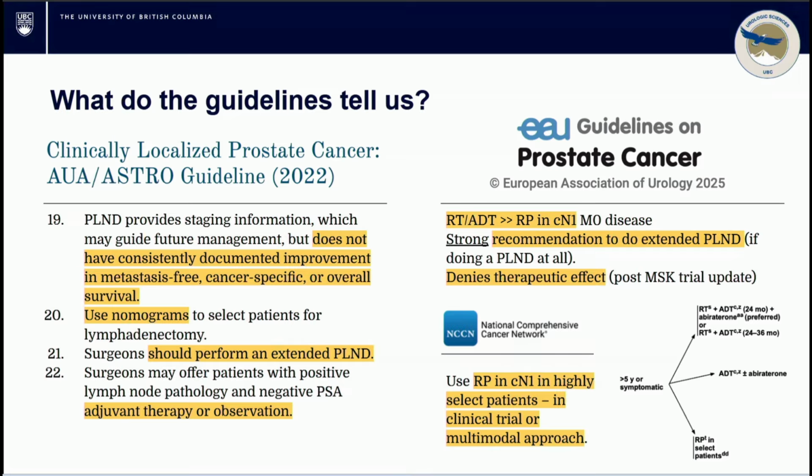Lastly, on the other hand, you've got the NCCN guidelines, and they point out, again with strong verbiage, that there's limited evidence on RP and PLND in cN1 disease, and this should only be used as part of a clinical trial or a planned multimodal approach. Again, no specific comment on the therapeutic value either in cN1 or N0. Lastly, in terms of the approach, if you are going to do a PLND, they all do suggest doing an extended pelvic lymph node dissection.